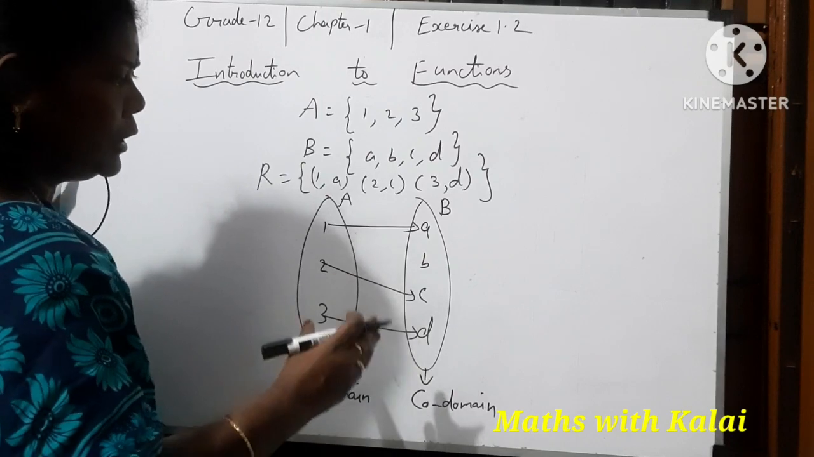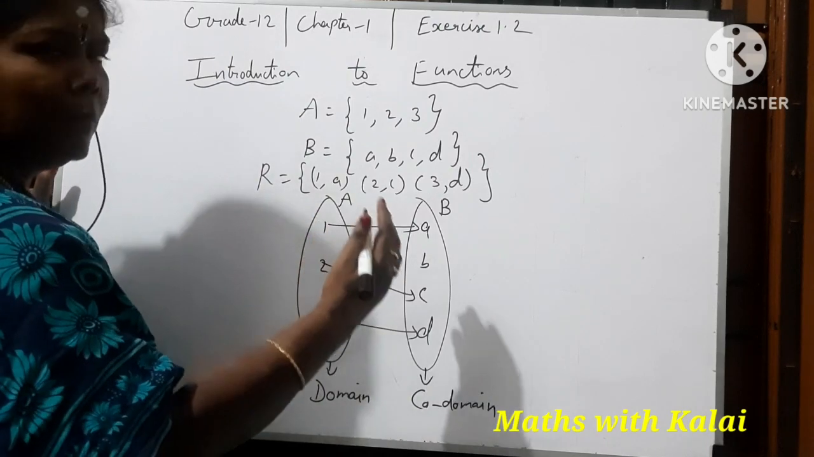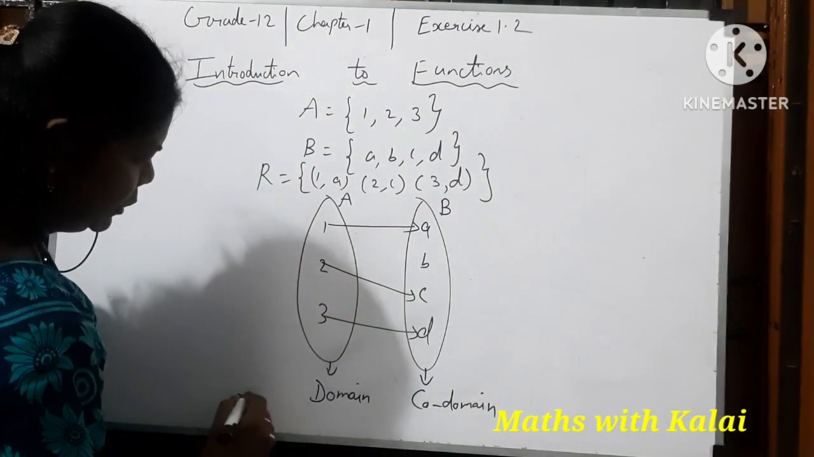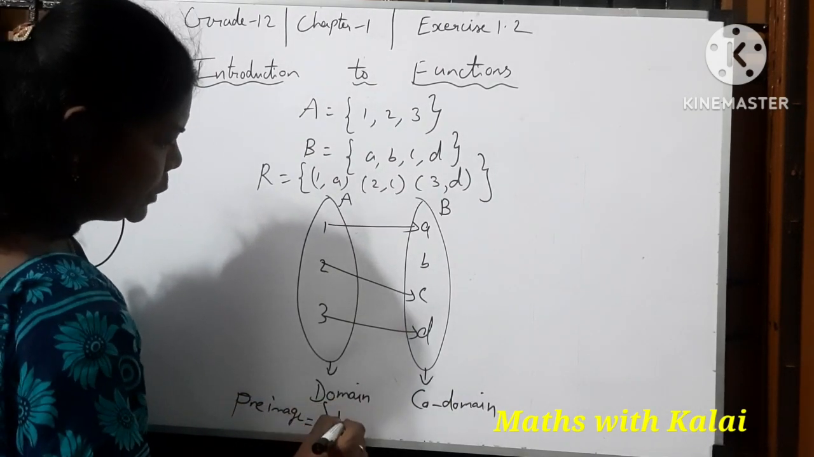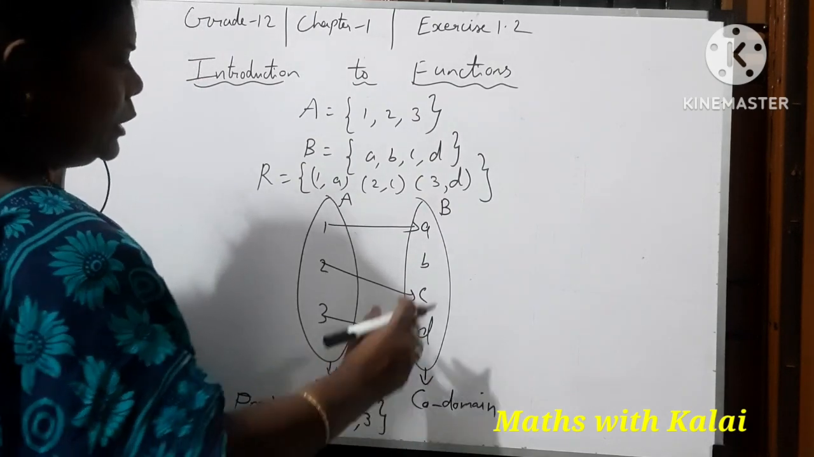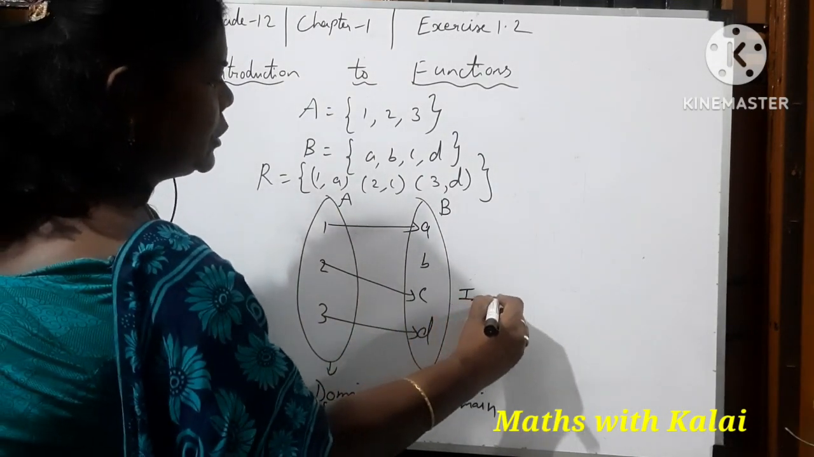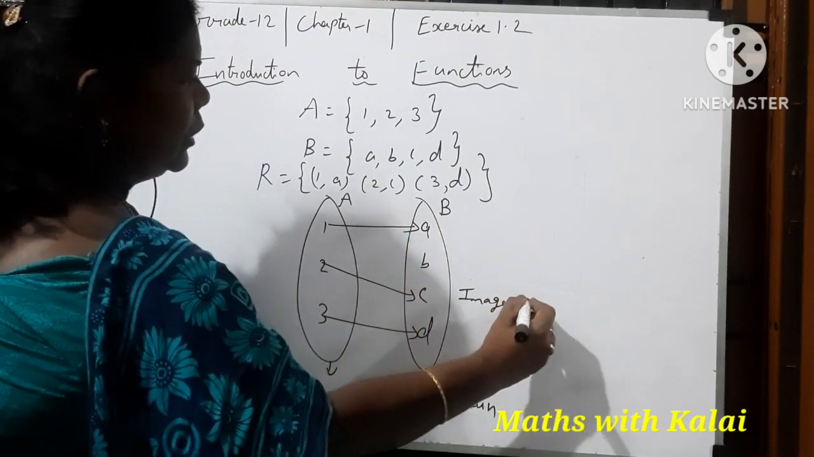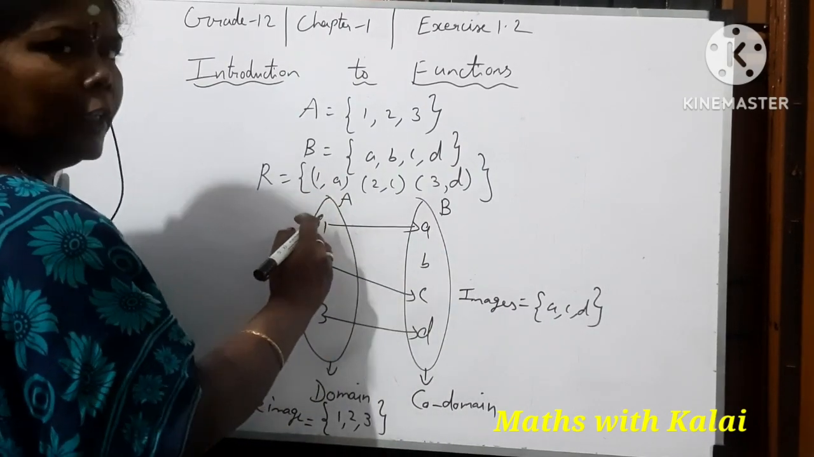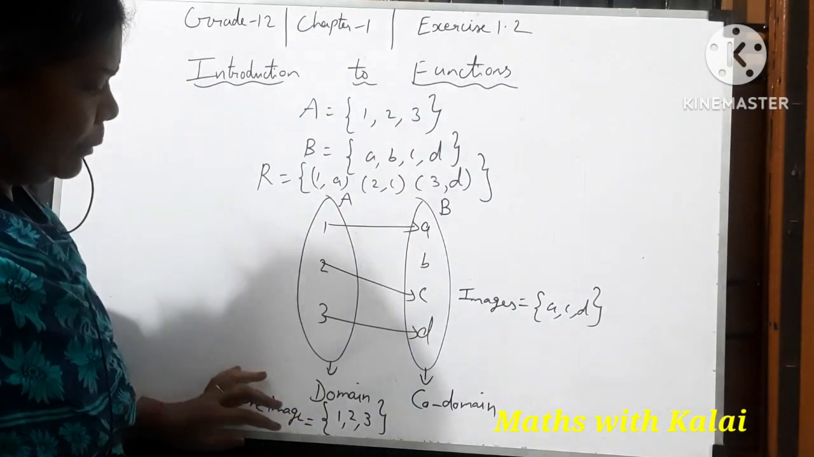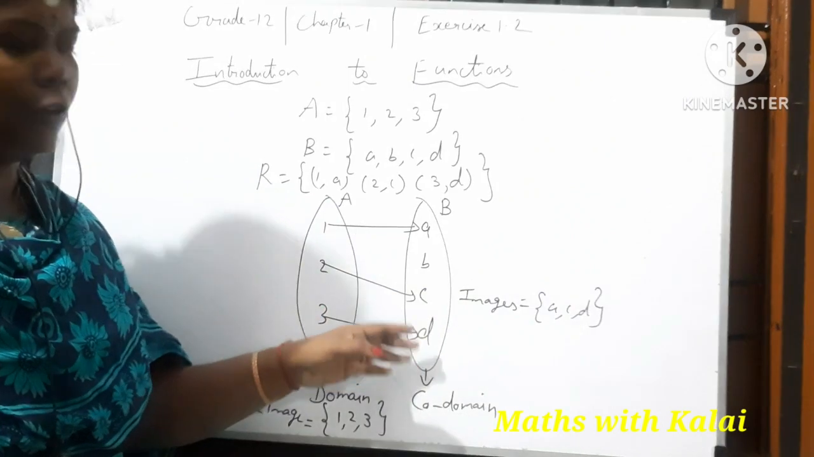So the elements in the domain for which mapping has happened are called pre-images. What are the pre-images for this question? They are 1, 2, 3. Similarly, in the codomain, the elements to which mapping has happened are called images. So a, c, d are all images. 1, 2, 3 are before these images, so these are called the pre-images. Pre-images will always be elements of the domain, and images should be elements of the codomain.